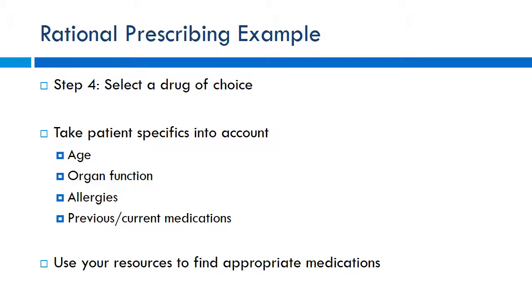And then look at previous or current antibiotics, or just medications in general, but specifically when you're dealing with kids or anyone who's on frequent antibiotics, oftentimes that will dictate what type of antibiotics you use for the next infection, because they're probably at risk for having things like resistant bugs anyway. Okay, so again, use all your resources to find appropriate medications in order to treat for this.